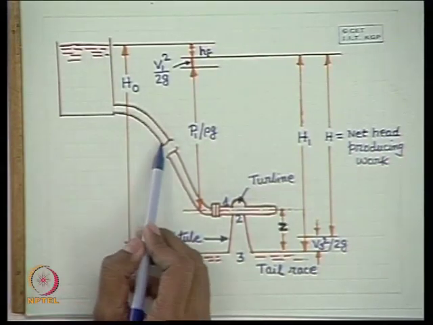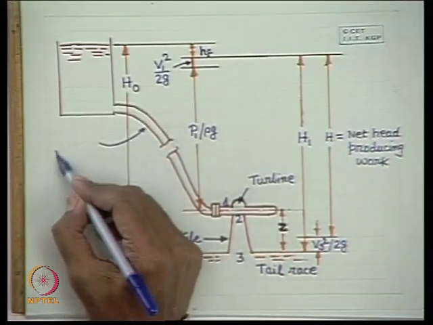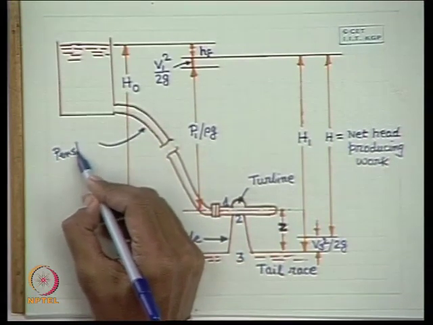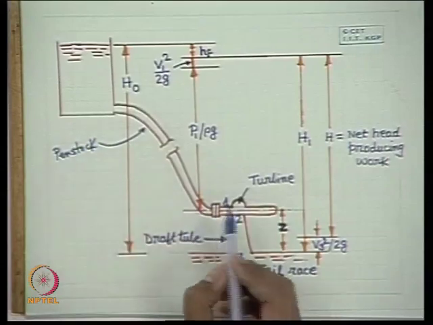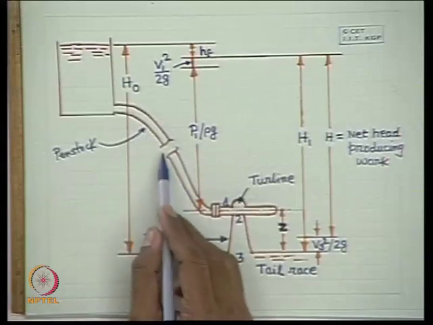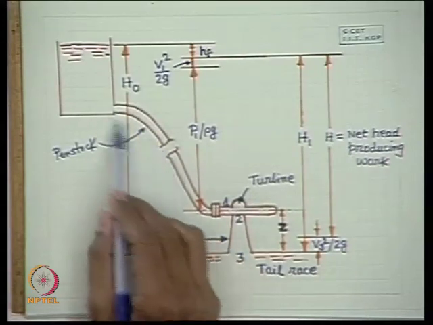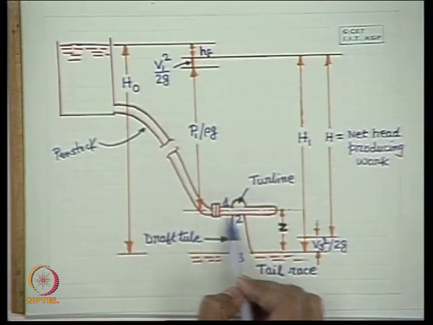And this is the long pipeline known as penstock. Penstock is the pipeline leading to the turbine from the high head reservoir. So this is the penstock. This is a long pipeline which is tunneled into the rock in the mountain. Then it comes to the turbine.